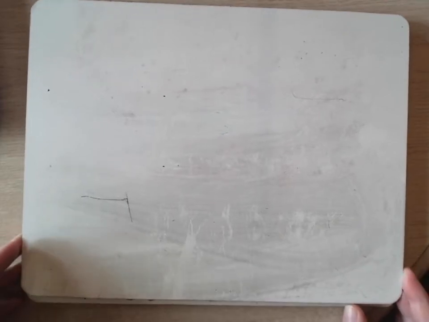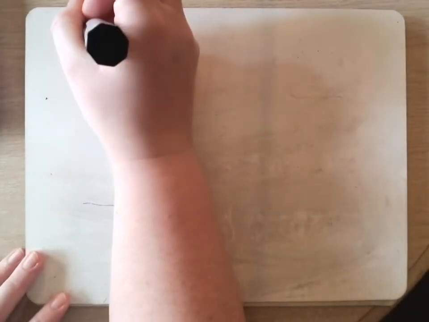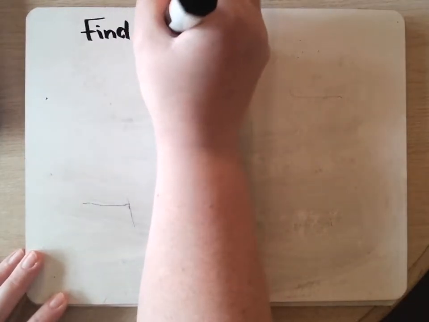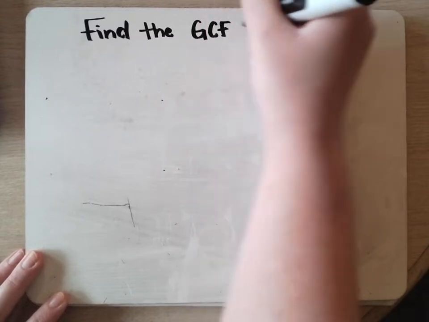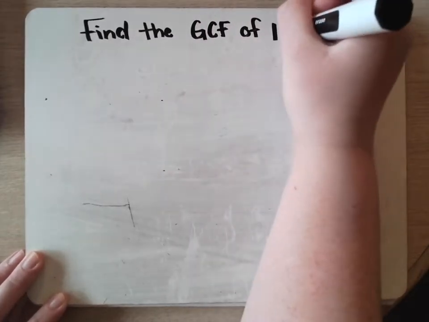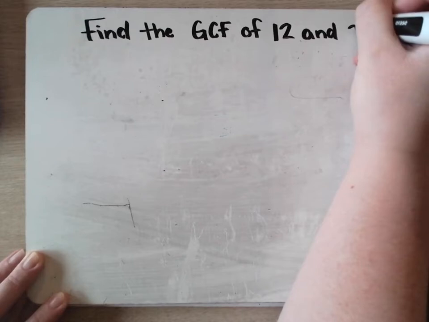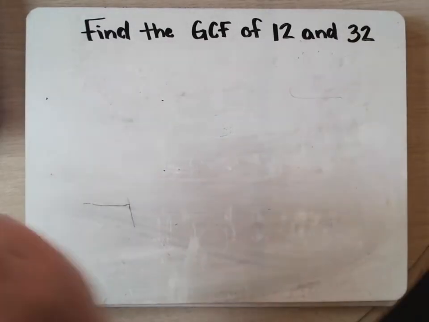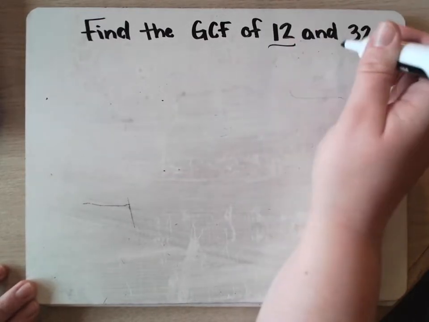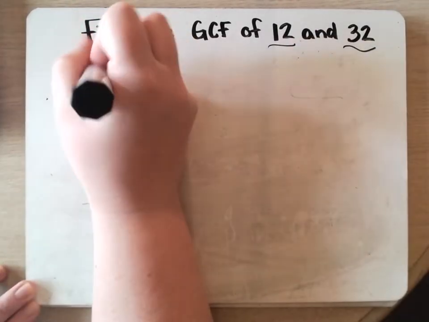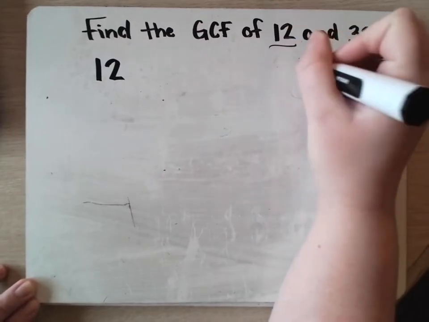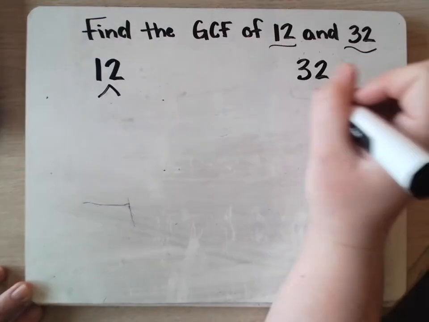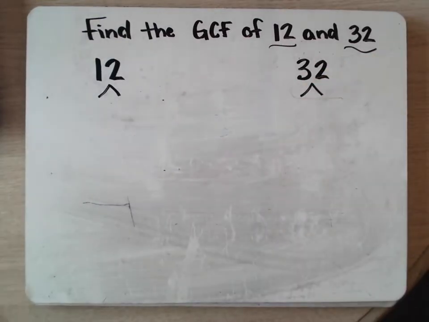I want to find the greatest common factor between 12 and 32. The first thing I'm going to do is set up my factor trees. Your numbers that you're finding the GCF of go at the top. So I'm going to write 12 over here and 32 over here. And then I'm going to draw a little caret to show my tree.